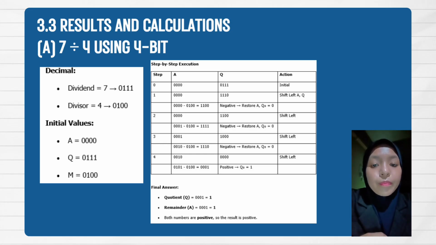In step 1, after shift and subtraction, A becomes negative. We restore A and set Q0 equal to 0. The same happens in steps 2 and 3. In step 4, the result of A minus M is positive, so we set Q0 equal to 1. So the final result: quotient Q equals 0, 0, 0, 1, so the decimal is 1. The remainder is A equals 0, 0, 0, 1. The decimal is 1. Since both inputs were positive, the result is also positive.